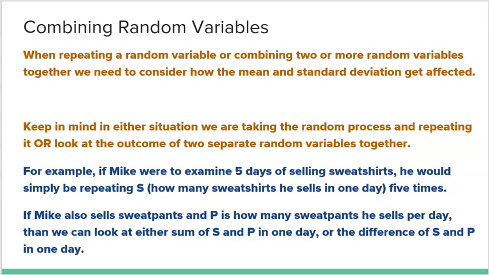But the idea is now we have two random variables. How many sweatshirts do I sell? How many pants do I sell? And we want to put them together.